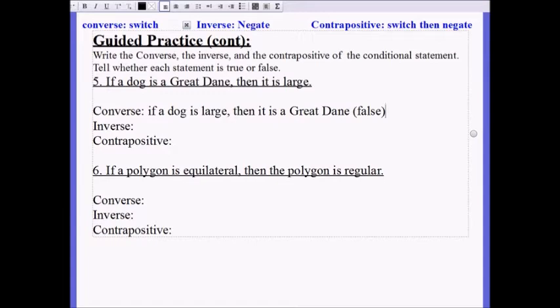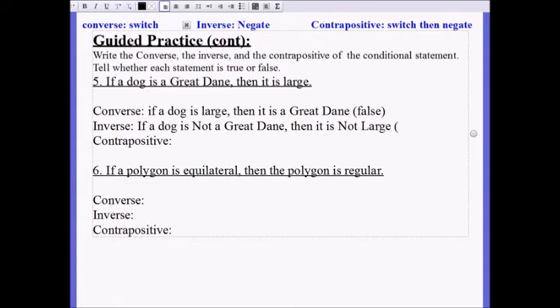Okay, a dog could be a Dalmatian. Those are large dogs. They're large poodles. So it doesn't necessarily have to be a Great Dane. So that is false. The inverse is when we negate both our if and then statements. So let's try this out. If a dog is not a Great Dane, then it is not large.